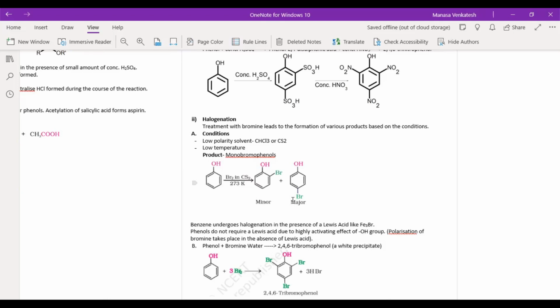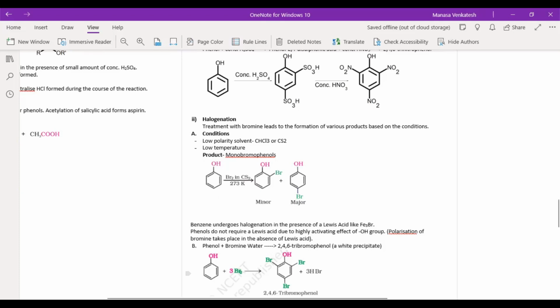Now, notice over here, when we used benzene and it underwent halogenation, it was in the presence of a Lewis acid like FeBr3. But because of the presence of the hydroxy group, phenol is quite reactive towards bromine and does not require any extra Lewis acid like FeBr3.